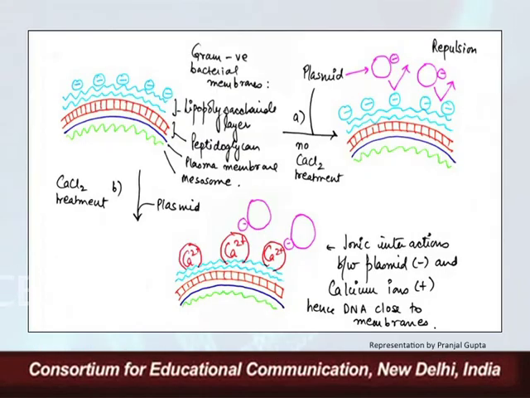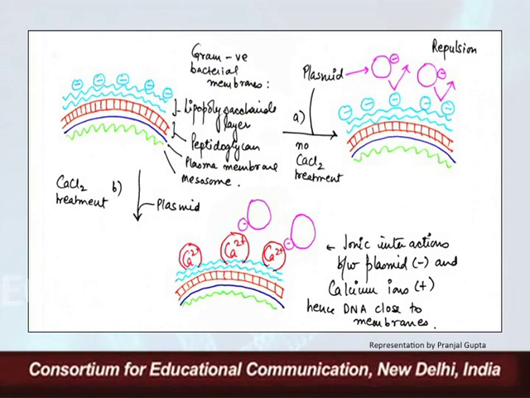As shown in the picture, this is the bacterial cell wall. As you can see, it has a plasma membrane, a peptidoglycan layer, and also a lipopolysaccharide layer, the E. coli bacterial membrane. This is a gram-negative bacterial membrane. E. coli is a gram-negative organism.